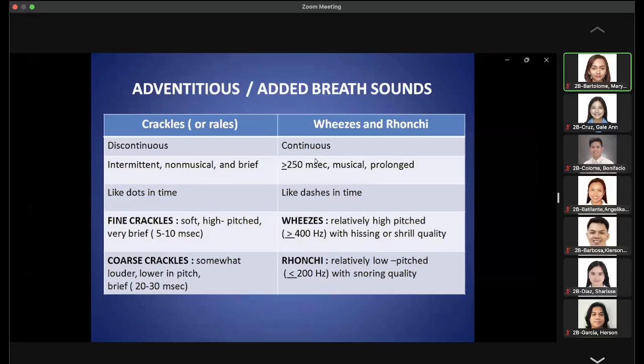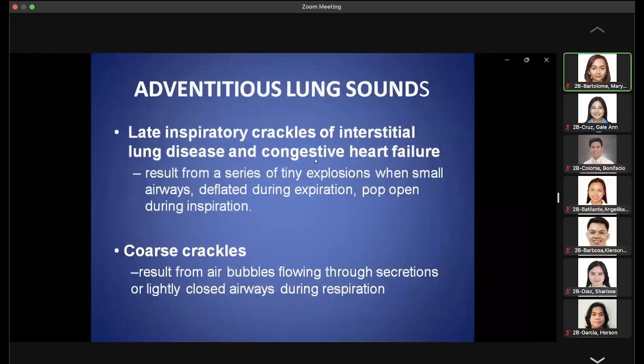For wheezes and rhonchi, these are continuous, musical, prolonged added breath sounds like dashes in time. Okay, and wheezes are defined as relatively high pitch with hissing or shrill quality, while rhonchi are defined as relatively low pitch with snoring quality. All right.